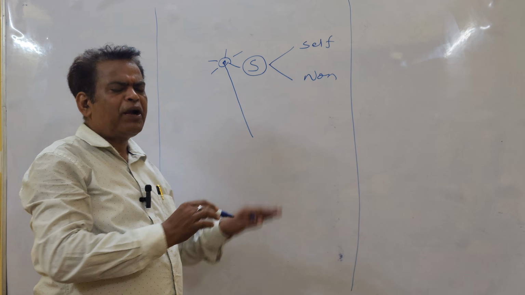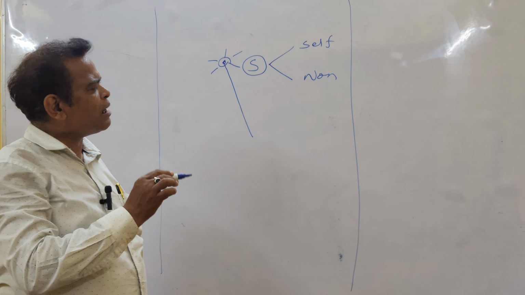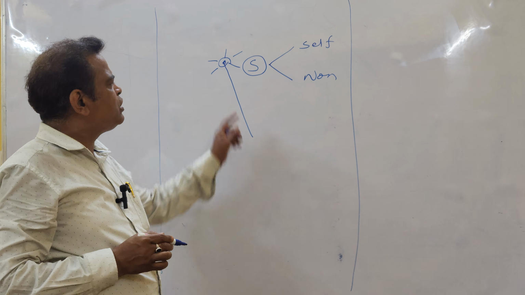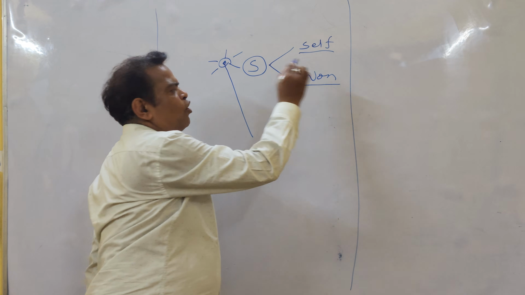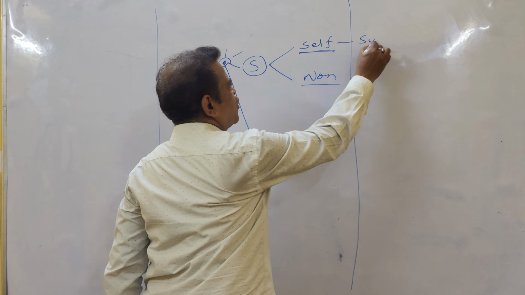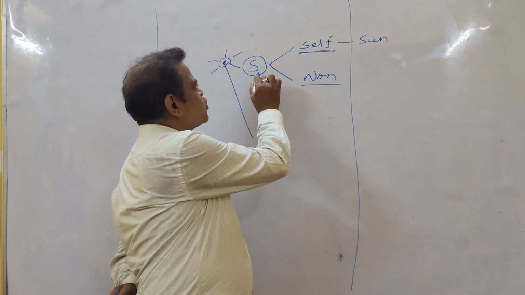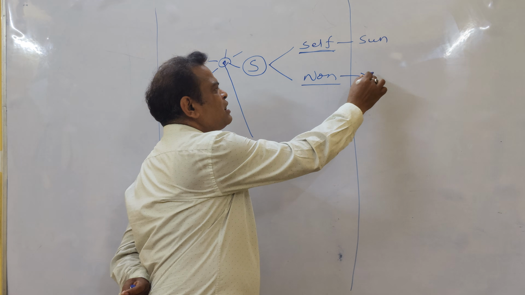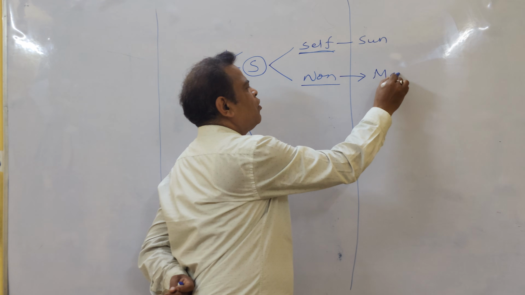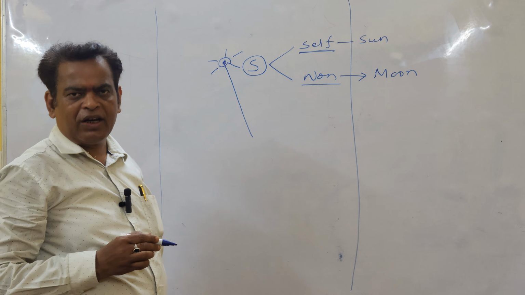Now we discuss the different terms which we use in the different chapters of optics. First of all, the first term I told you is the source of light, which is of two types: self-luminous and non-luminous. Self-luminous means the source that gives light by itself, and here the example is the sun. A source of light that gets light from another source and then gives light is called non-luminous, and the example of non-luminous is the moon. The sun is self-luminous and the moon is non-luminous.